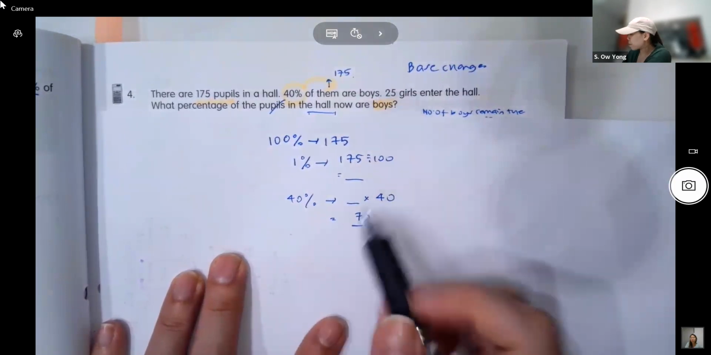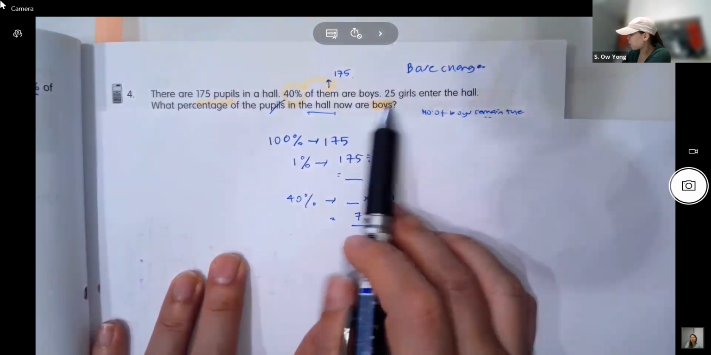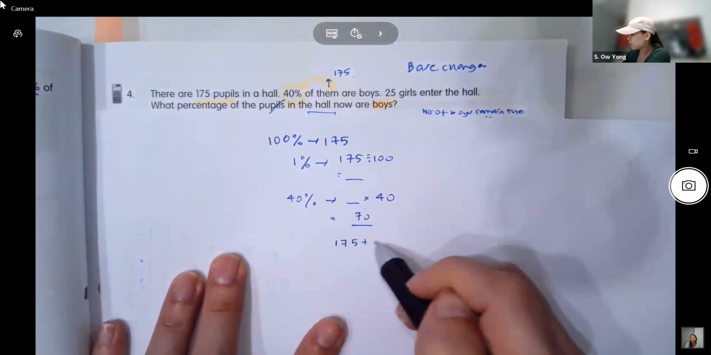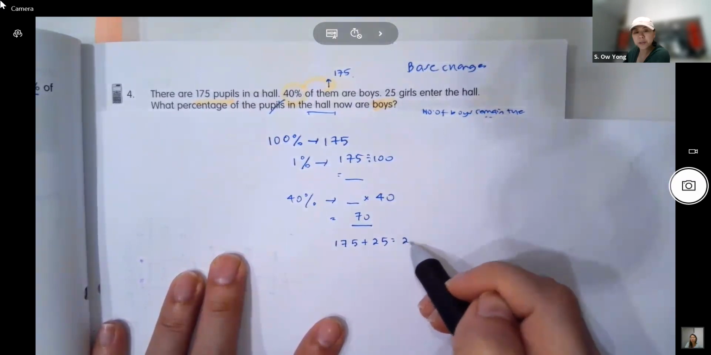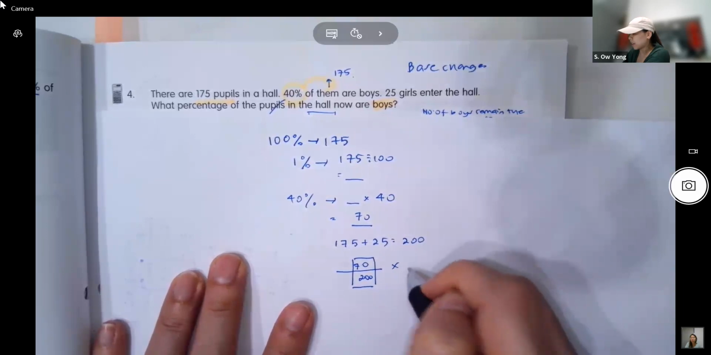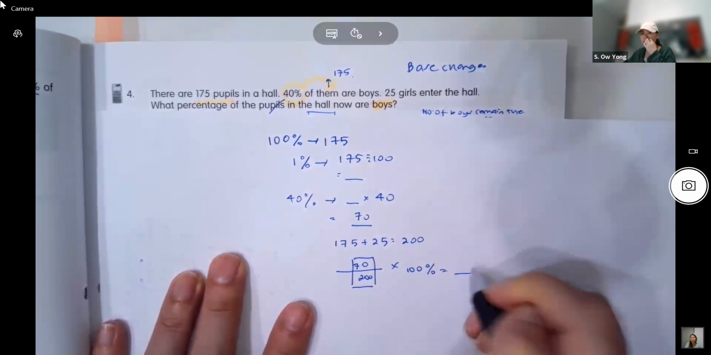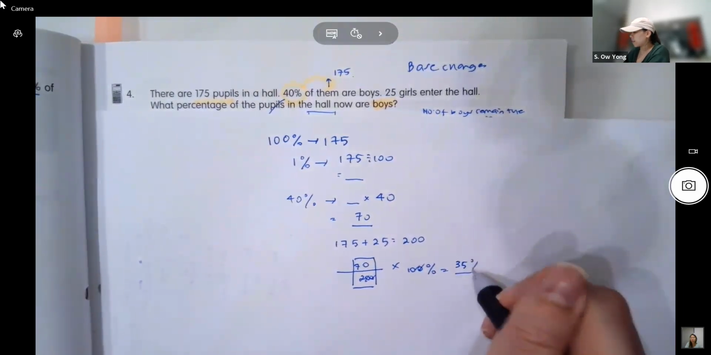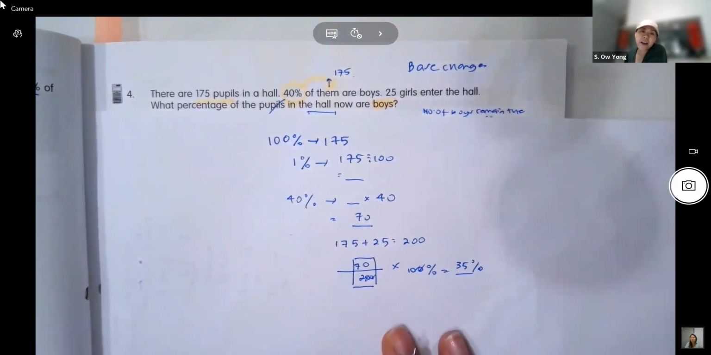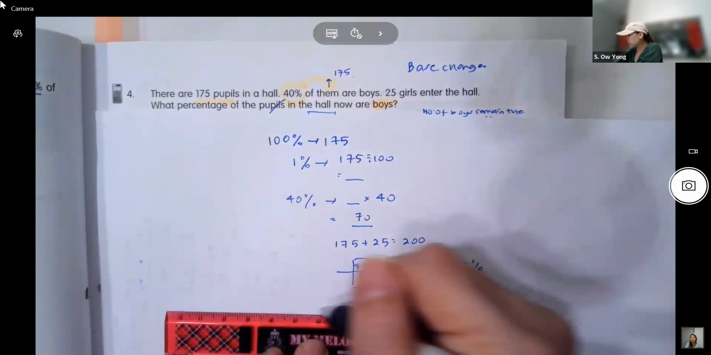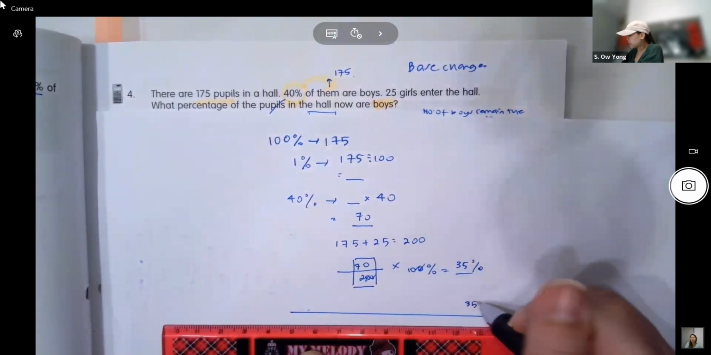So now take note, because 25 girls enter the hall, 175 plus 25 is 200. Now in the new percentage, 70 out of 200. How to get the 100%? You realize that the answer is 35%. I know I've gone through this in class again, but I just want to go through it again so that you are clear that this is the answer. Then you can write down the answer is 35%.